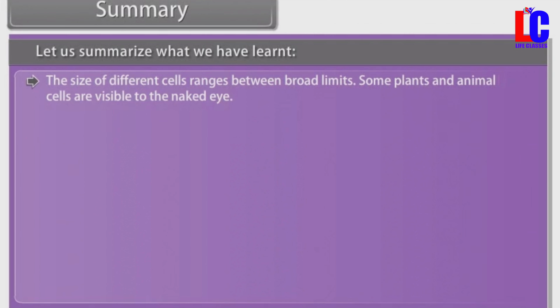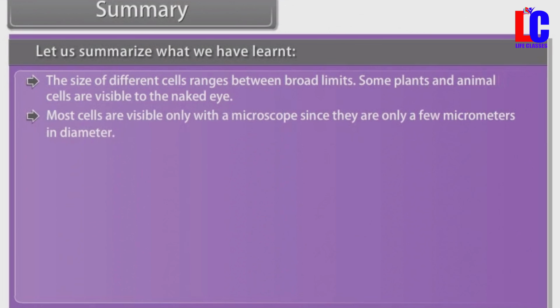The size of different cells ranges between broad limits. Some plants and animal cells are visible to the naked eye. Most cells are visible only with the microscope since they are only a few micrometer in diameter. A micrometer is 1/1000th of a millimeter.